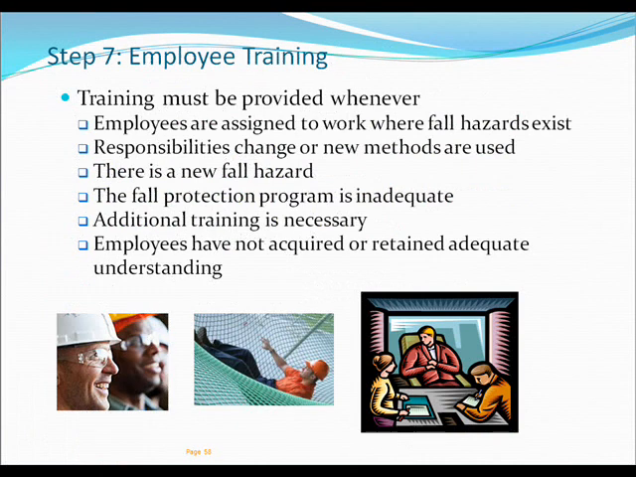Step 7. Employee training. Training must be provided whenever employees are assigned to work where fall hazards exist, responsibilities change, or new methods are used. There's a new fall hazard. The fall protection program is inadequate. Additional training is necessary. Employees have not acquired or retained adequate understanding.